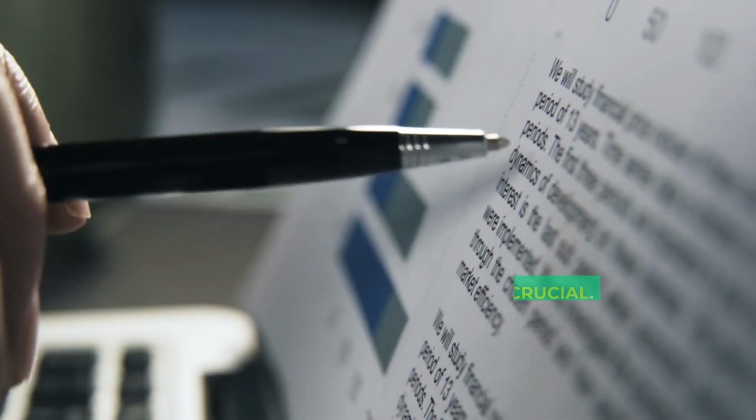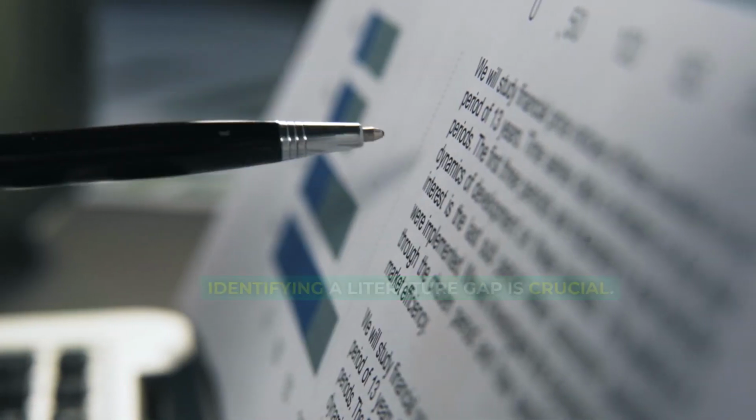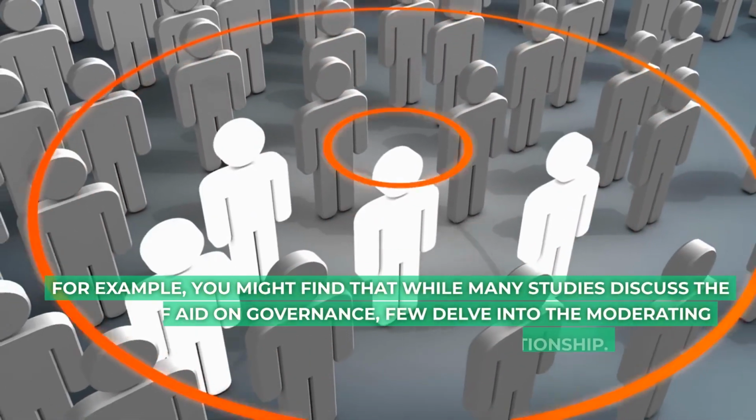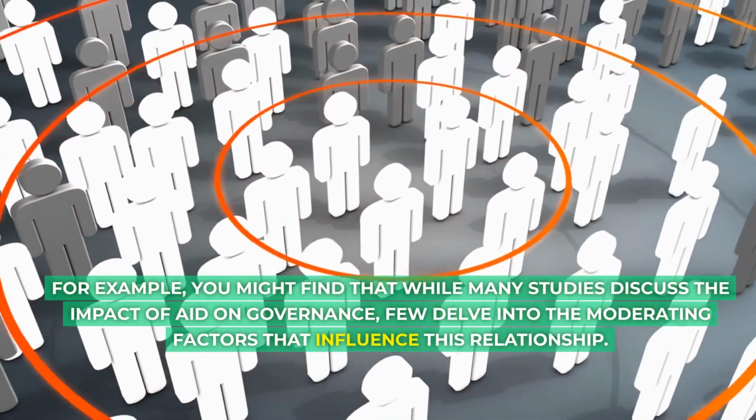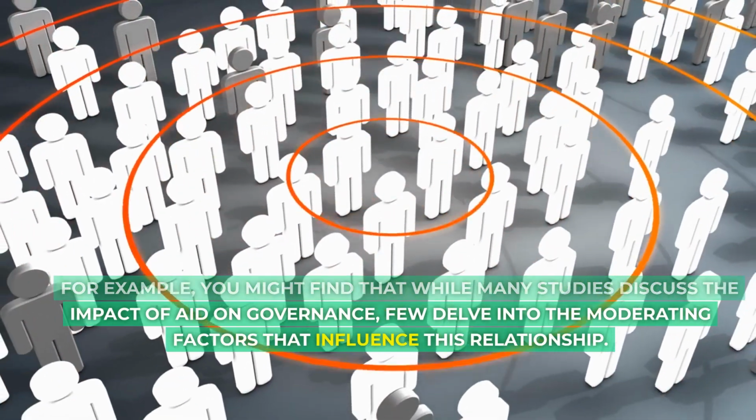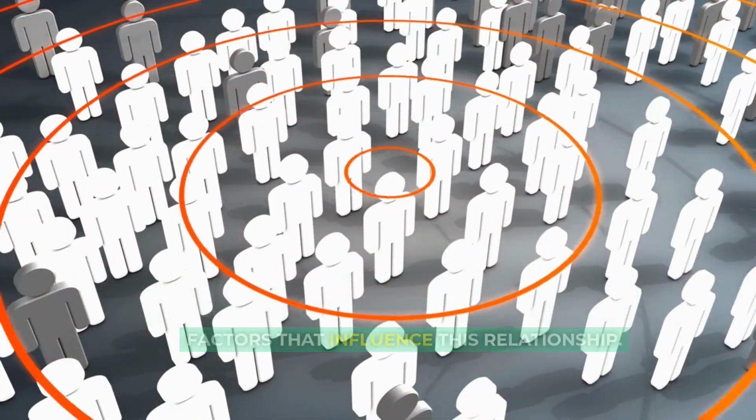Literature gap. Identifying a literature gap is crucial. For example, you might find that while many studies discuss the impact of aid on governance, few delve into the moderating factors that influence this relationship.